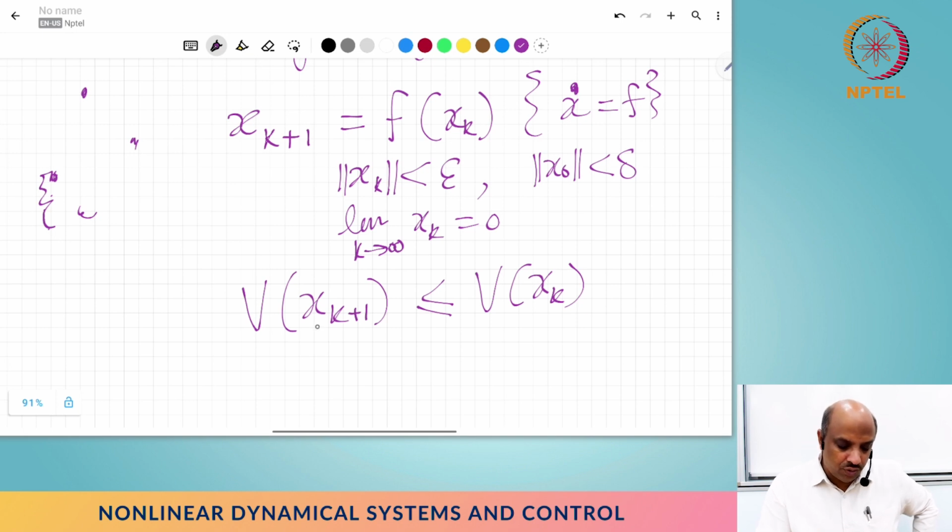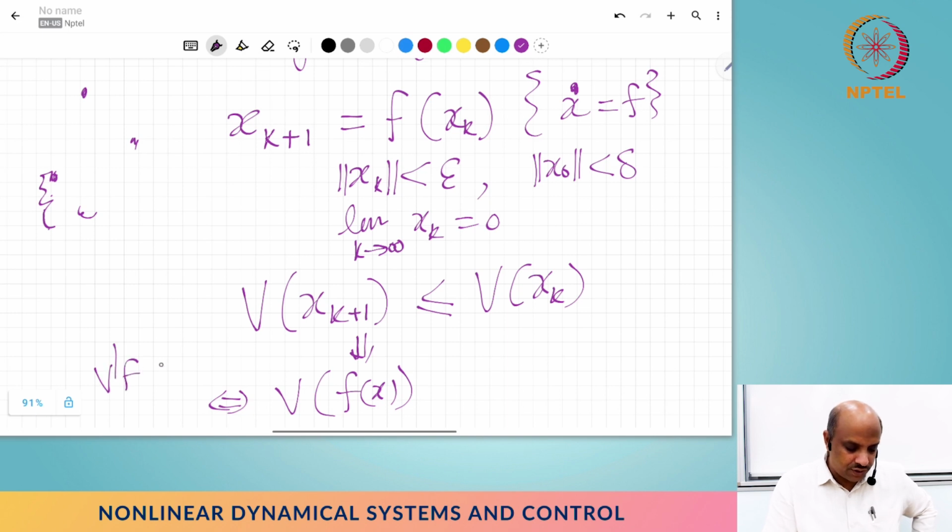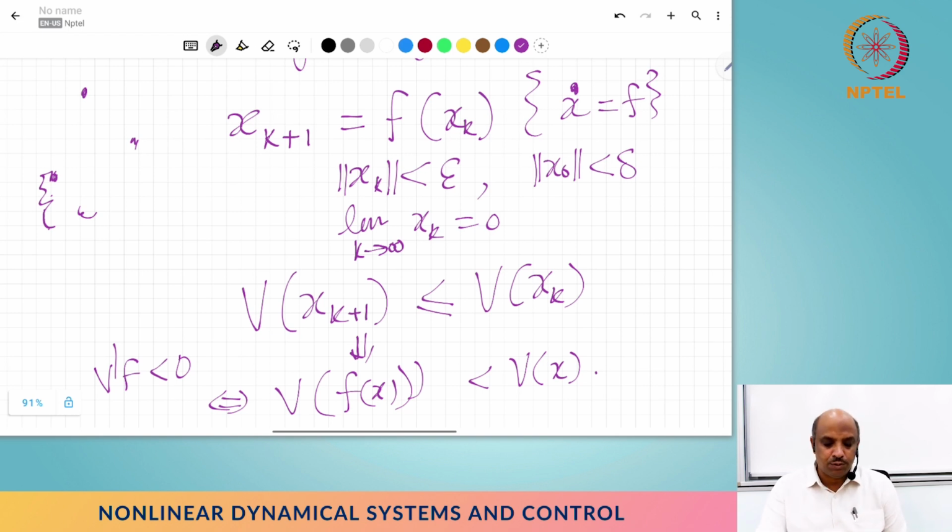So but then we know that xk plus 1 is f of xk. And then we will convert this into an algebraic condition. Just like our v prime, this is equivalent to v prime f less than 0, right? So this is how it changes, and basically if it is soft, then it implies Lyapunov stability. If it is hard, then it implies asymptotic stability.